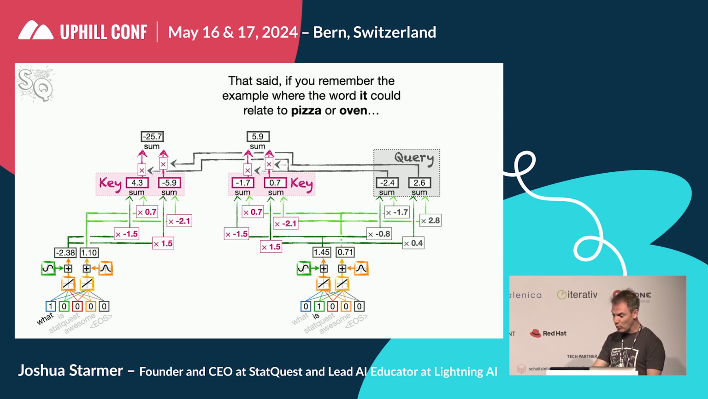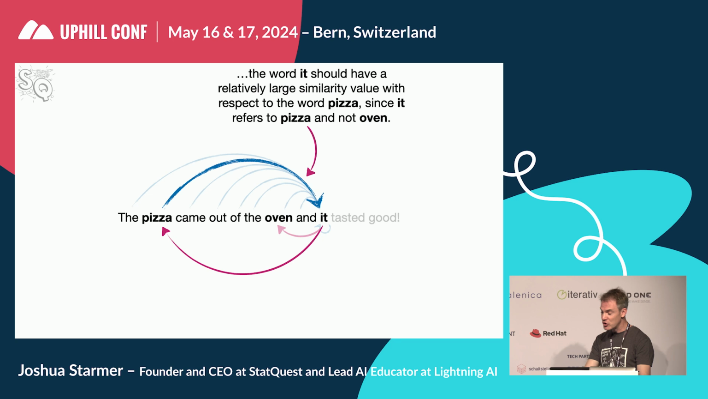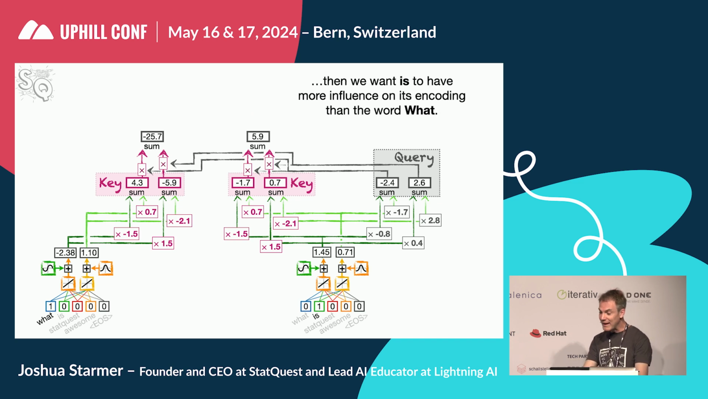That said, if you will remember the example where the word "it" could relate to pizza or oven, the word "it" should have a relatively large similarity value with respect to the word pizza, since it refers to pizza and not oven. Anyway, since "is" is much more similar to itself than it is to the word "what," then we want "is" to have more influence on its encoding than the word "what."